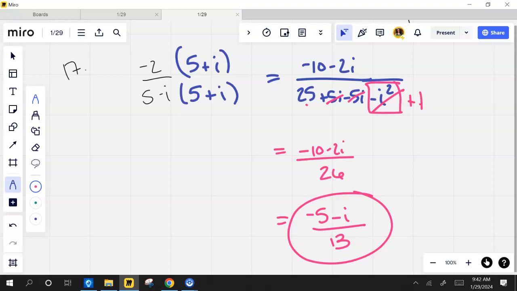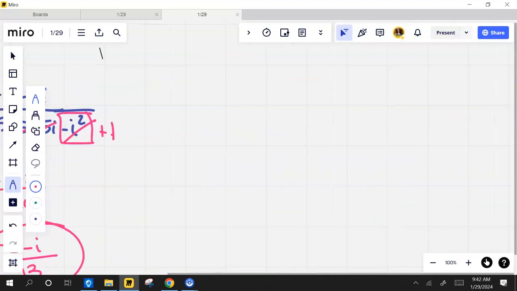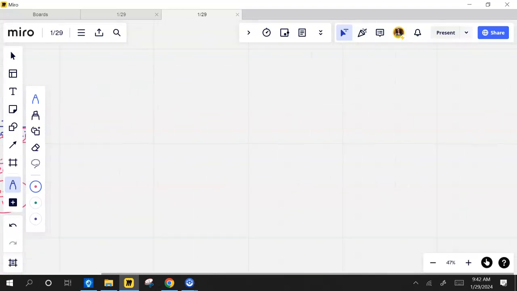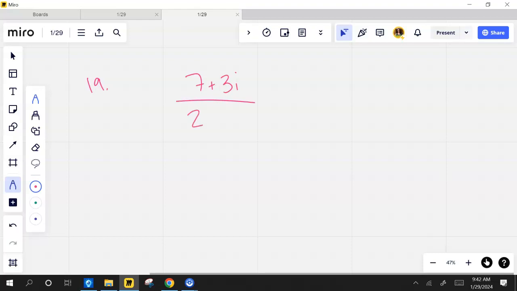Yes. Number 19. Same page? Y'all don't like these conjugates, do you? They are pretty foul, as my daughter would say. All right, I'm going to multiply top and bottom by what? 2 minus i. That's exactly right.